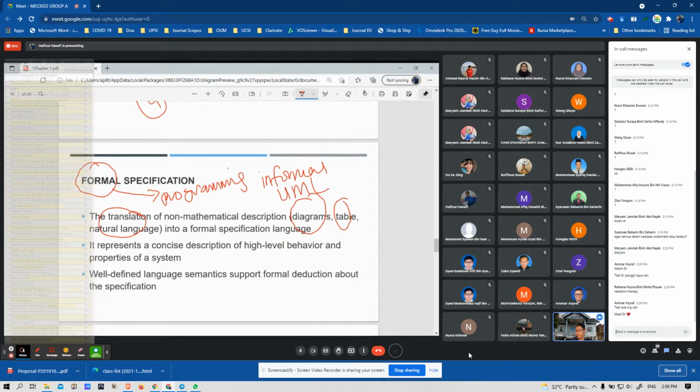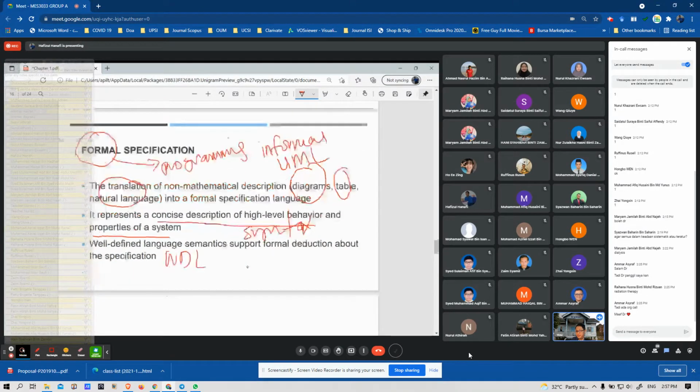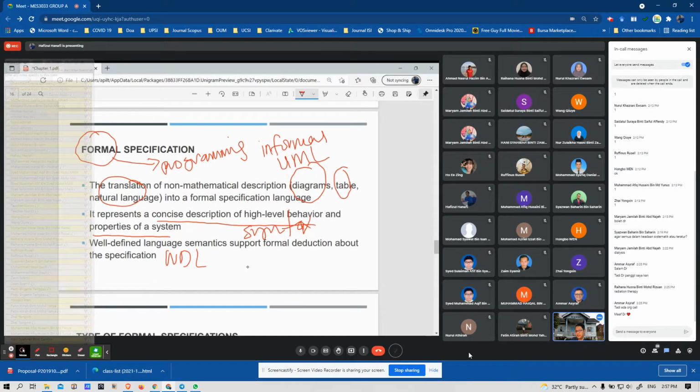Okay, when you talk about a formal specification, it represents a concise description of the high-level behavior and properties of the system. This is basically the syntax. And then a well-defined language with semantics supports formal deduction about the specification. Later we see this formal deduction.